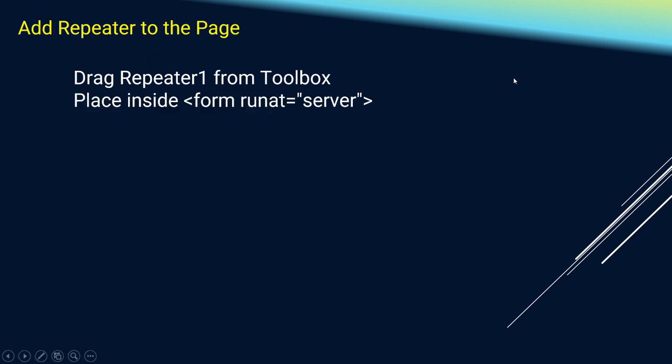In your default ASPX page, open Design View. From the toolbox, drag the repeater control onto your page. Make sure it is inside the form runat="server" block so it can run on the server properly.